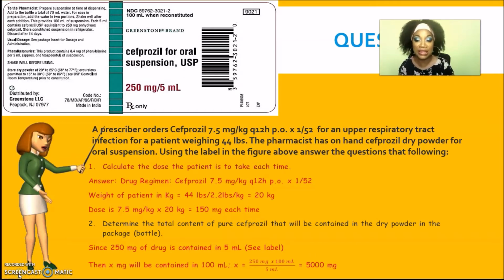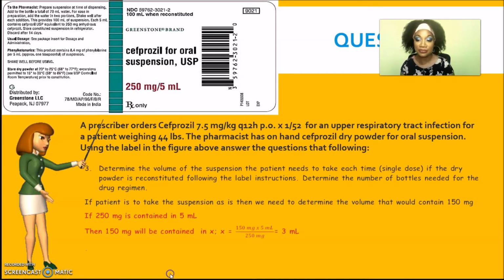Let's go to the next question. Alright, so we are at number 3. Number 3 says that we are to determine the volume of the suspension the patient needs to take each time if the dry powder is reconstituted following the label instructions. And we are also to determine the number of bottles needed for the drug regimen. I'm going to leave that for you to decide, but I'll calculate the volume of suspension the patient needs to take each time. Okay, so we're following the manufacturer's instruction here.